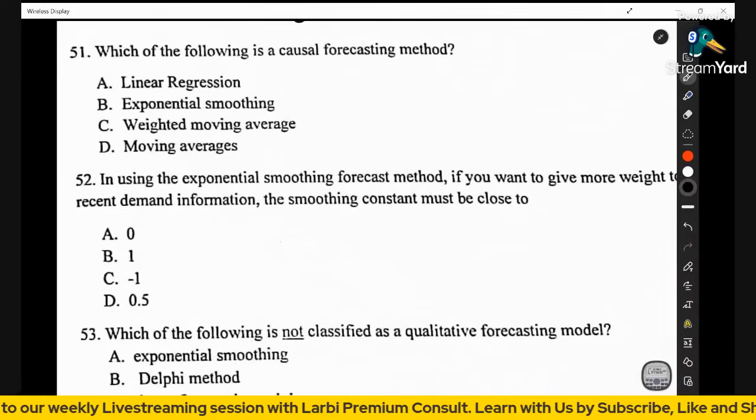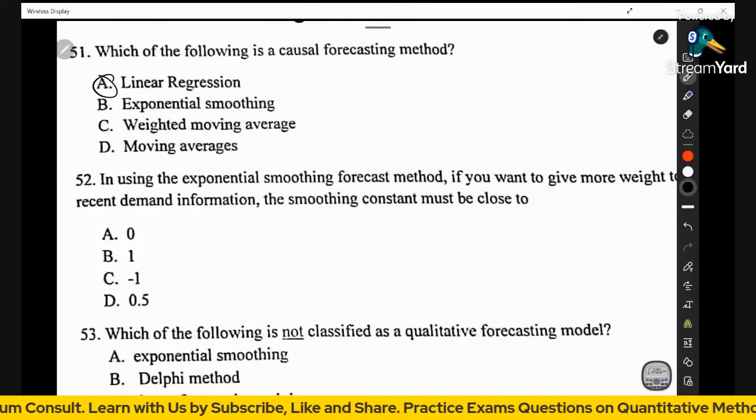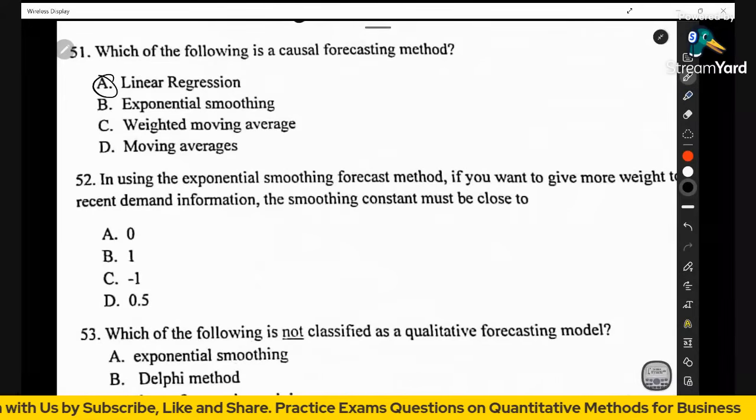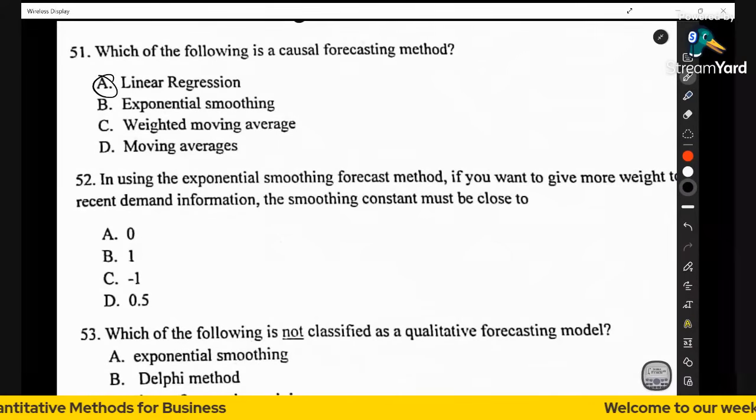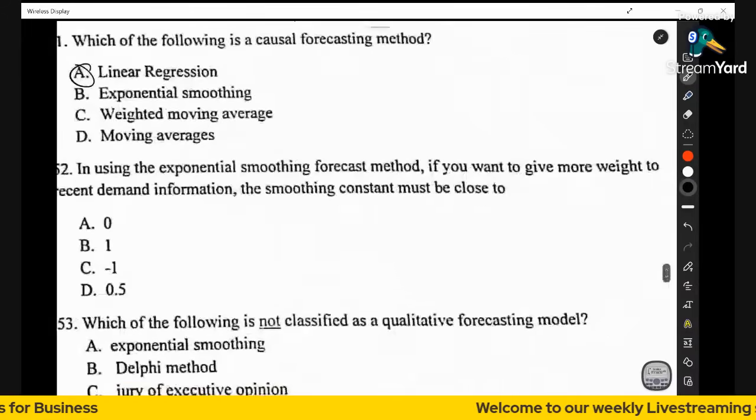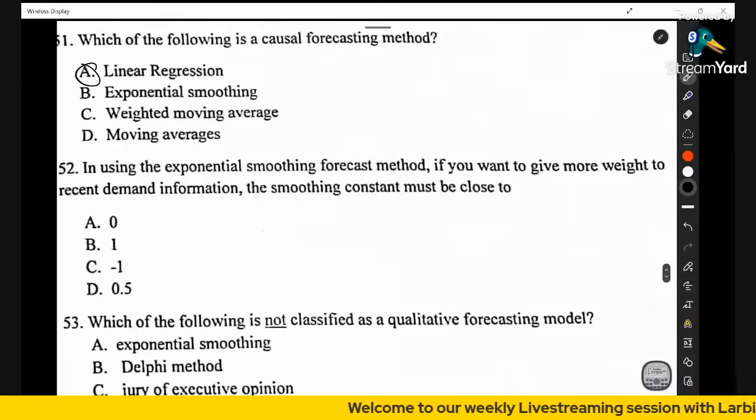So when we're talking about causal relationship or causal forecasting, then we are into what? A linear regression. So linear regression is a causal forecasting method. It's also another method of forecasting, but it has to do with cause and effect, right? That's where we have a dependent variable and an independent variable in that line. Correlation, regression. So regression, linear regression.